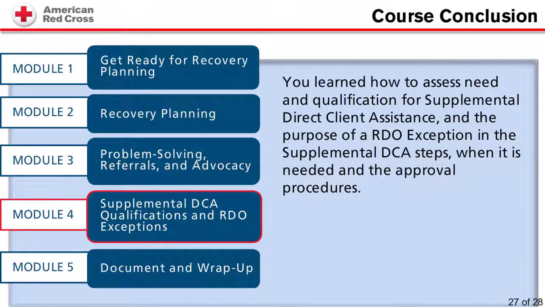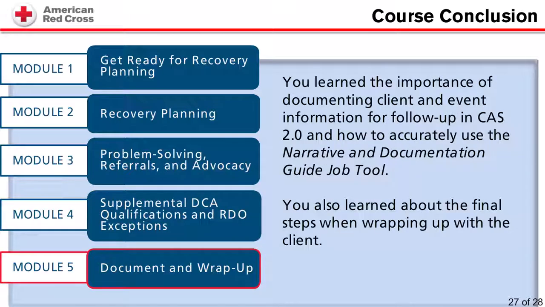In Module 4, Supplemental DCA Qualifications and RDO Exceptions, you learned how to assess need and qualification for Supplemental Direct Client Assistance and the purpose of an RDO exception approval, when it is needed, and the approval procedures. In Module 5, Document and Wrap Up, you learned the importance of documenting client and event information for follow-up in CAS 2.0 and how to accurately use the Narrative and Documentation Guide Job tool. You also learned about the final steps when wrapping up with the client.